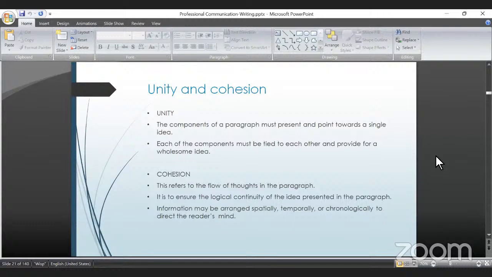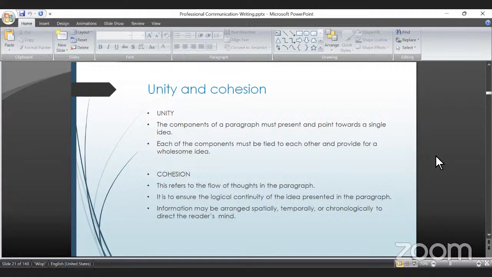What is cohesion? Unity is talking about a single point, and cohesion refers to logical continuity. That means it should flow, right? There should be a smooth flow from one sentence to the other, not just in terms of how they are arranged, but also in terms of the flow of thoughts. So there should be flow between the sentences within the paragraph, from one to the next. And there should also be a smooth flow between the paragraphs. So the flow is not just between sentences, it has to be also between paragraphs.